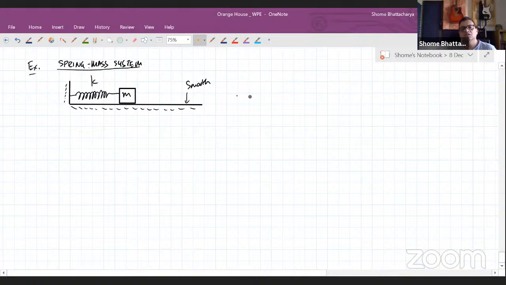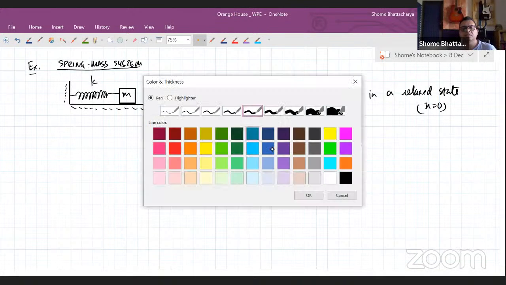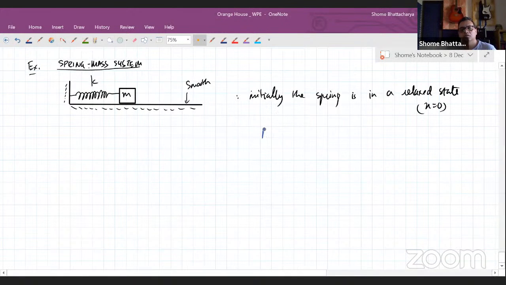Now let's say here, initially, the spring is in a relaxed state. Okay. So x is equal to 0. Now, next what is happening is that an external agent, okay, pulls the block very slowly.